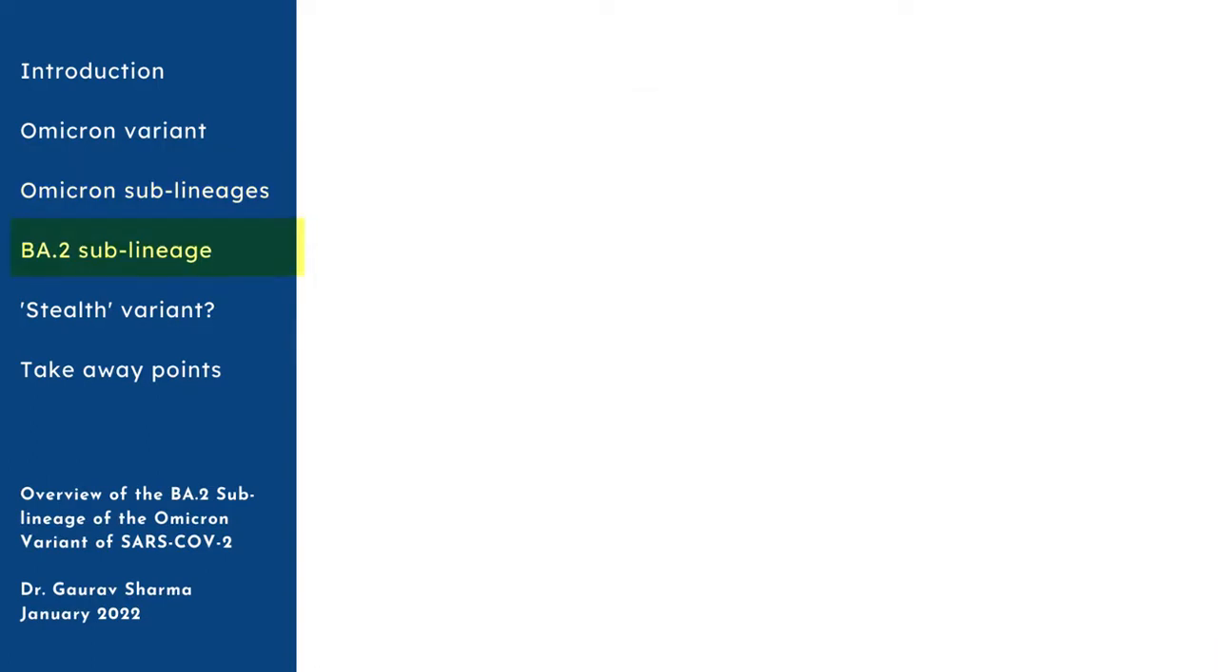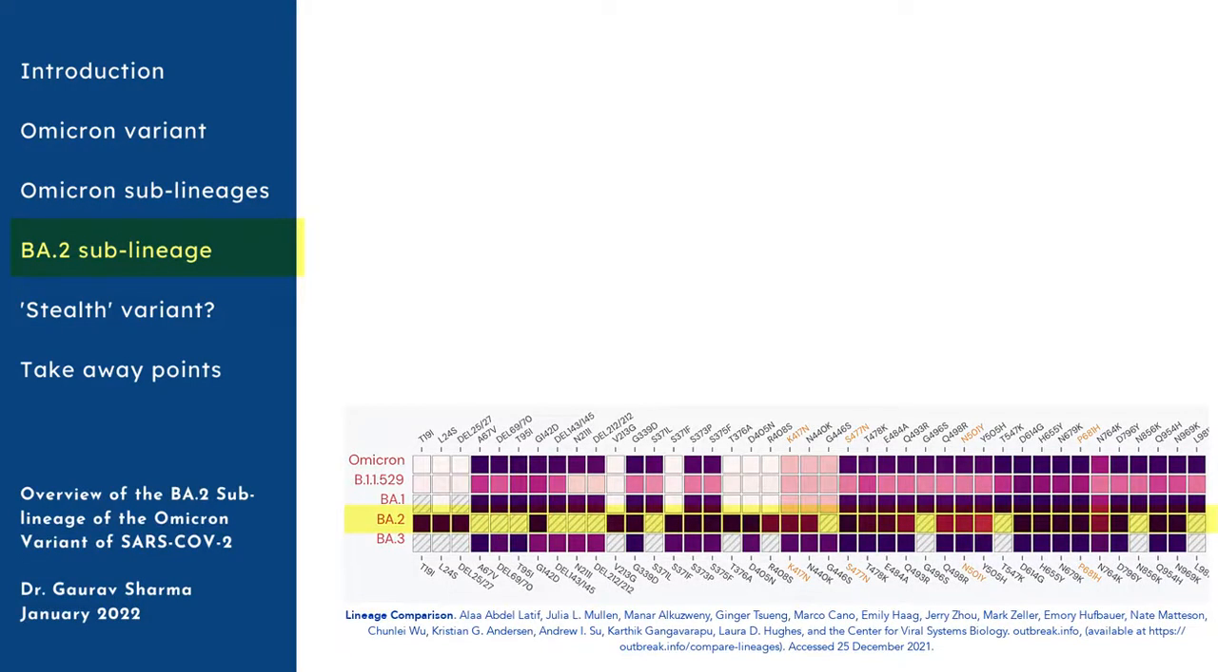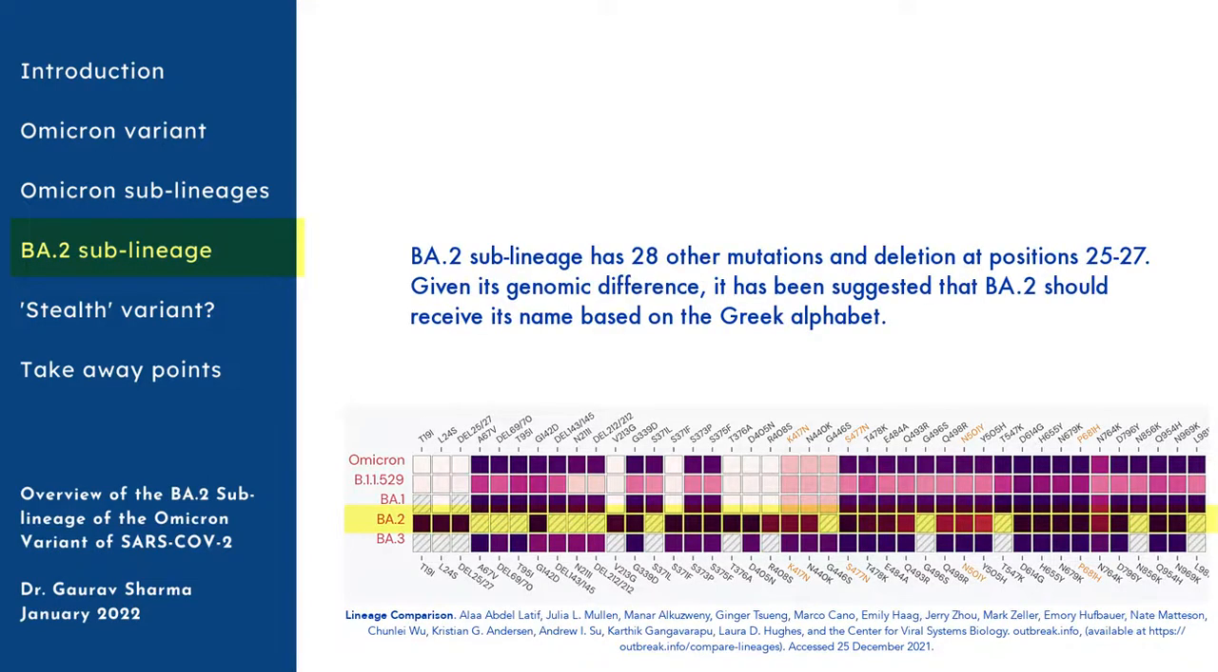BA.2 sublineage. In addition to the lack of the S gene deletion at positions 69 to 70, the BA.2 sublineage has 28 other mutations and a deletion at positions 25 to 27. Given its genomic difference, it has been suggested that BA.2 should receive its name based on the Greek alphabet.